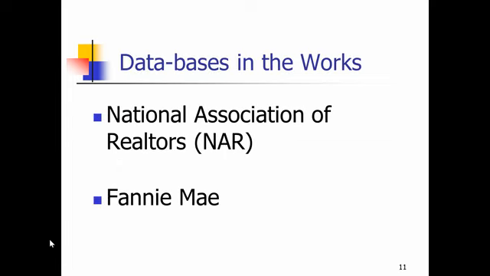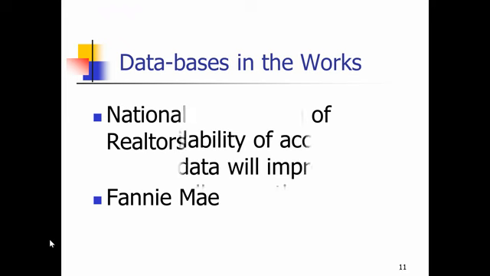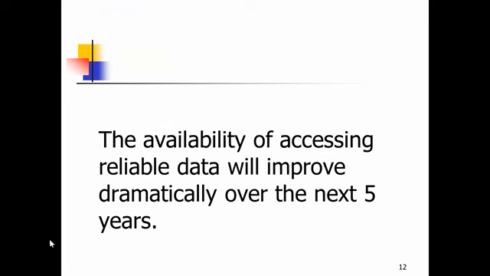Databases in the works. The National Association of Realtors, NAR, is starting a large database, and it'll be very modern, and I'm sure they'll set up and define the fields in such a way to make it very useful. Fannie Mae is also working on a database, and some of the changes in how they want you to enter data on the form are so that they can take the data off the form and put it into the various cells of the database. So the availability of reliable data will improve dramatically over the next 5 years.